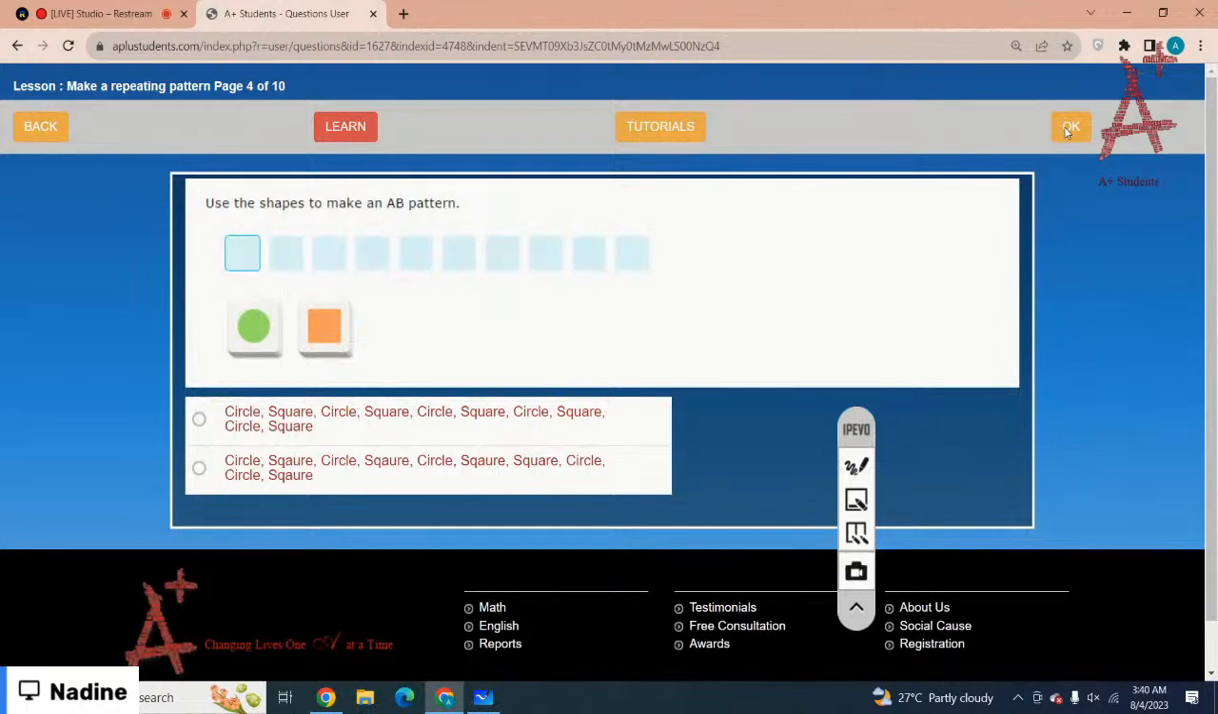Use the shapes to make an AB pattern. So it would be circle, square, circle, square, circle, square, circle, square, circle, square. So it will end up on option one. Option one is the correct option.